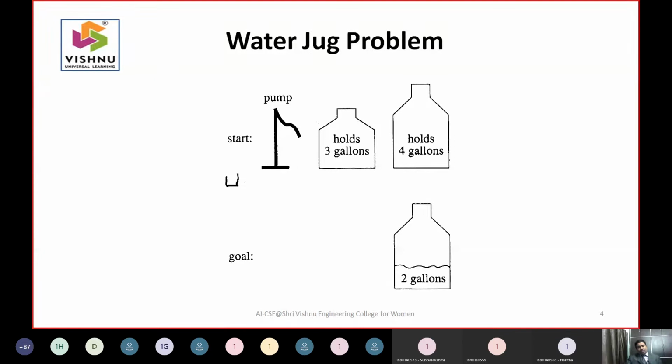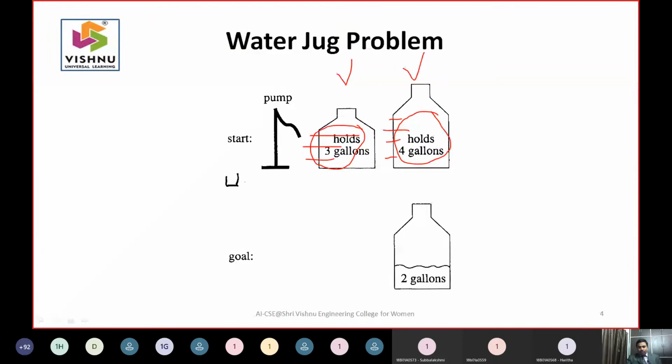So yesterday I said two jugs, or two cans, are there. The maximum capacity of this jug is 4 gallons and the maximum capacity of this jug is 3 gallons. And we have a pump to fill these two jugs. The constraint is that neither of these two jugs has any marks like 1 gallon or 2 gallons or 3 gallons. There are no marks on these jugs.